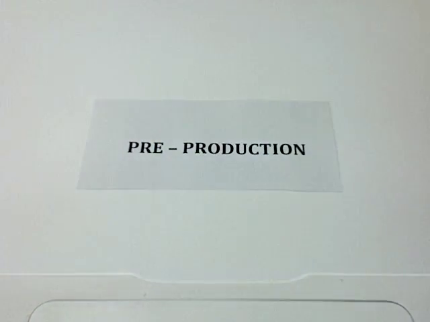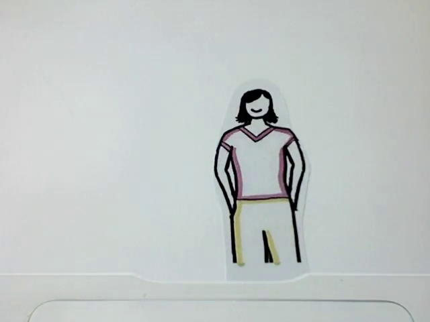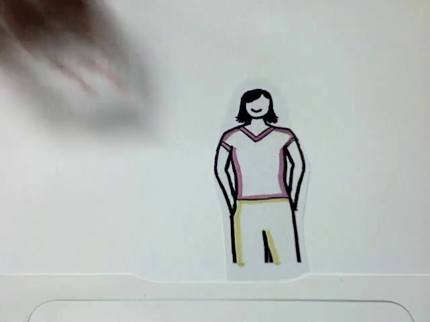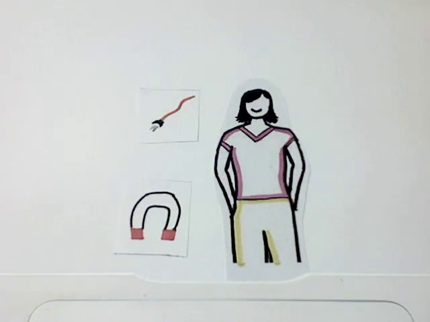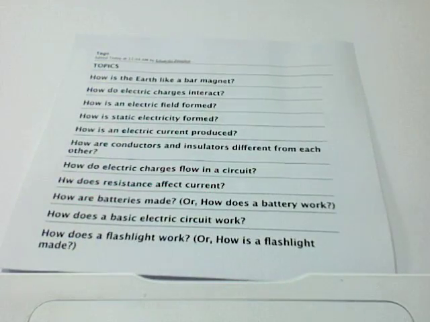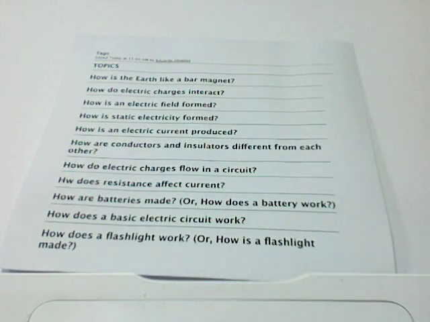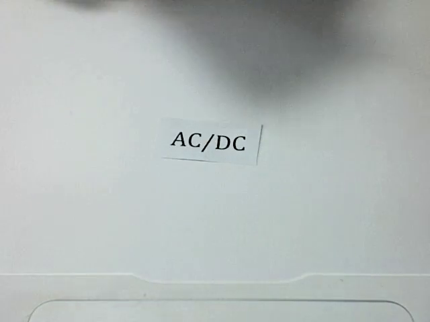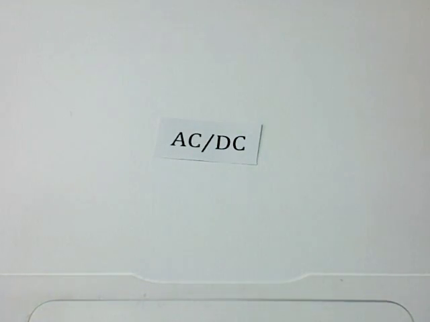First, they completed their pre-production phase. Lucy mentioned that they must first focus on a particular topic in electricity and magnetism. Mr. Stabler gave them a list of these topics. They chose alternating current and direct current, or AC/DC.